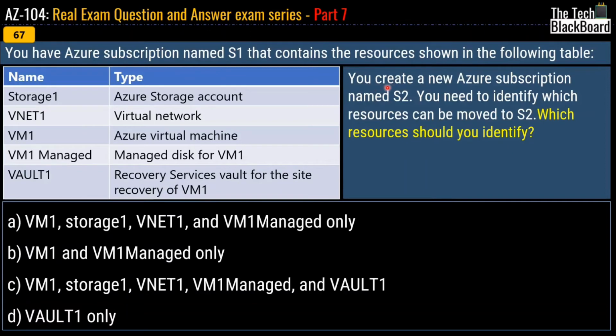Moving ahead, the question says that you create a new Azure subscription named S2. You need to identify which resources can be moved to S2. Which resources should you identify? And your options are VM1, Storage 1, VNet 1, and VM1 Managed only, or VM1 and VM1 Managed only, or should you select VM1, Storage 1, VNet 1, VM1 Managed, and Vault 1? And the last option is Vault 1 only.